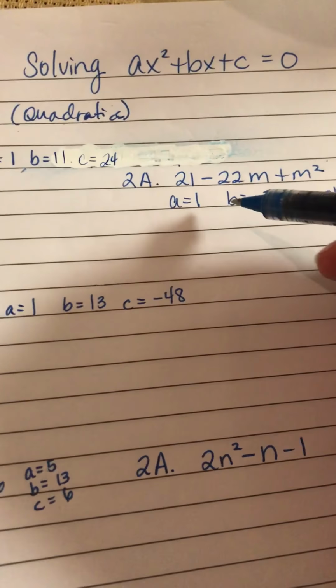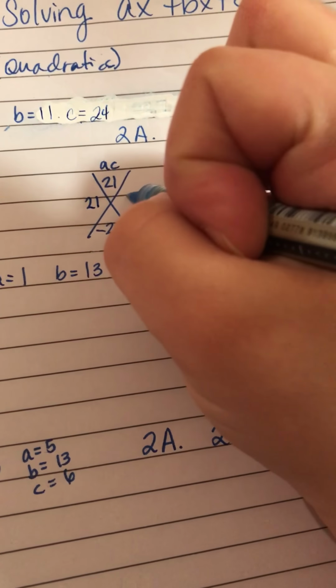So let's go ahead and do this one. If I do my little x, my a multiplied by c would be 1 multiplied by 21, so 21. My b is at the bottom, negative 22. And I know that because negative 22 is bigger than 21, I can tell that the two numbers are going to be just 21 and 1.